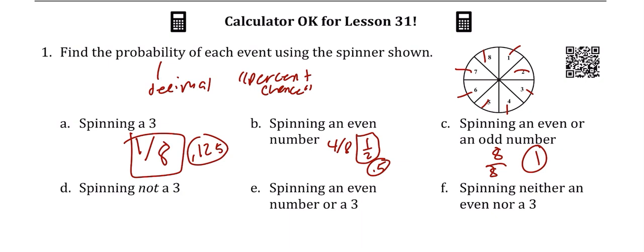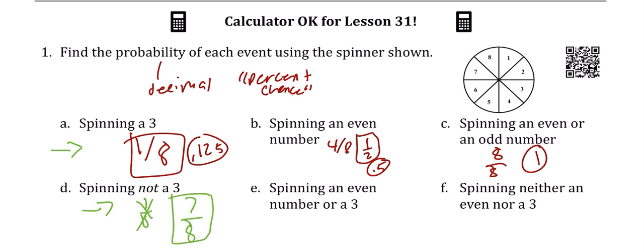Okay, let's look at part D. Spinning not a 3. Okay, this one's a little bit different too. So here, instead of saying spinning a 3 like part A, they're saying spinning not a 3. One thing I want you guys to pay attention to here is, for part A, spinning a 3 was 1/8. Spinning not a 3 is the exact opposite of part A. And so if it's the exact opposite of 1/8, we're going to say 7/8.